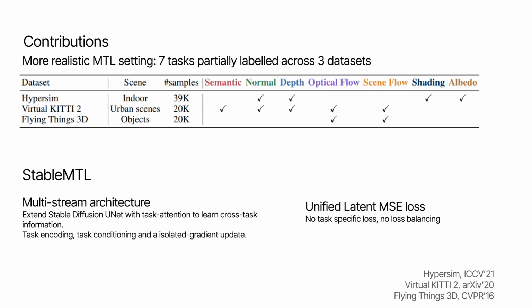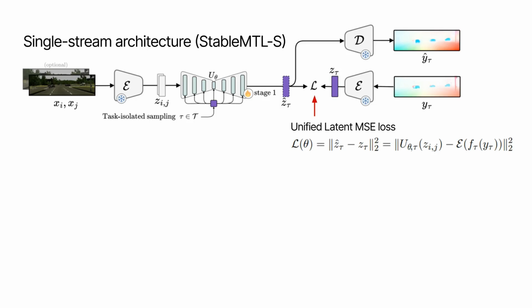StableMTL uses a multi-stream architecture extending the Stable Diffusion UNet with task attention for cross-task information sharing, alongside a unified latent MSE loss that eliminates task-specific losses and loss balancing. We first proposed StableMTL-S, a single-stream architecture used as the initial stage. It applies task-isolated sampling with a unified latent MSE loss in the latent space.